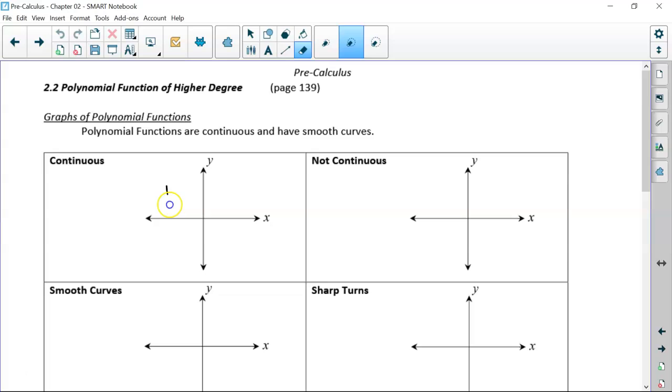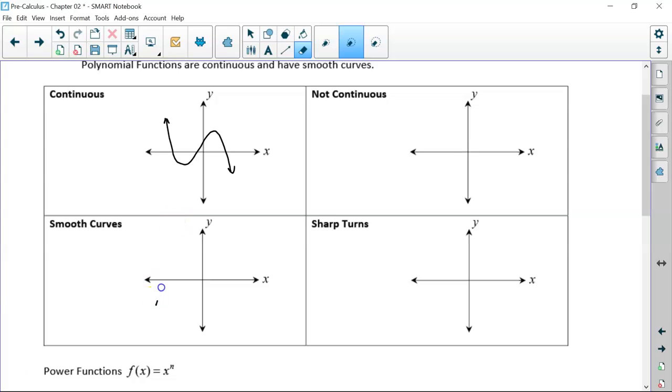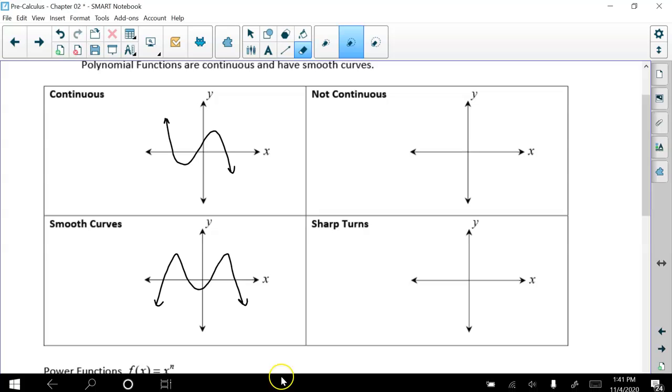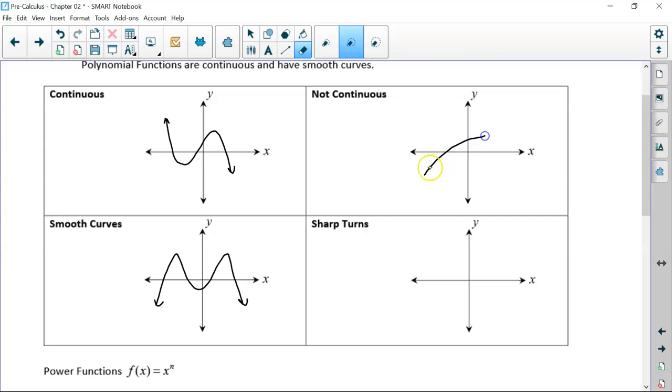So it could look something like this. There's a polynomial function. It also has smooth curves like it does there. So those are polynomial functions. If it's not continuous, so if you see something like this, where it goes up and maybe there's a solid dot, and down here there's an open dot and goes like that, that's not continuous, so it's not a polynomial.